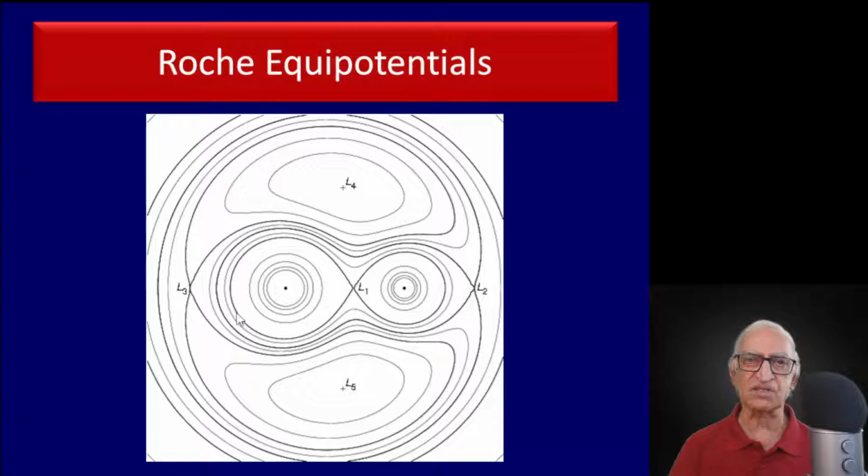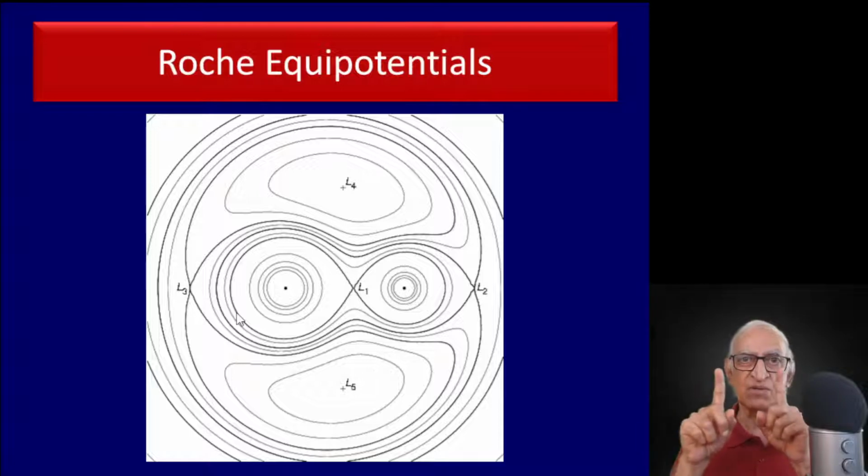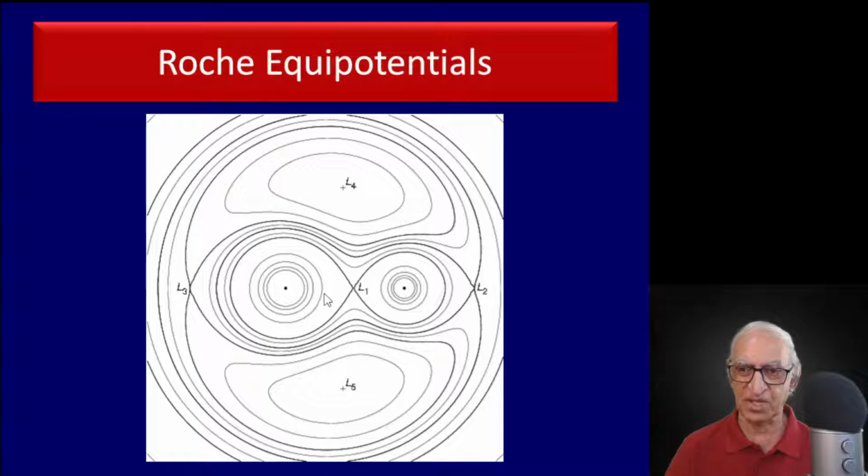This is exactly what you would find in a molecule like the hydrogen molecule. When the two hydrogen atoms are far apart, the electrons go around the individual nuclei, but when the two nuclei come close enough to form a bond, a molecular bond, then the electron will go around both the nuclei. You will have molecular orbitals.